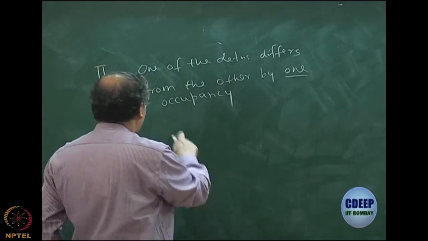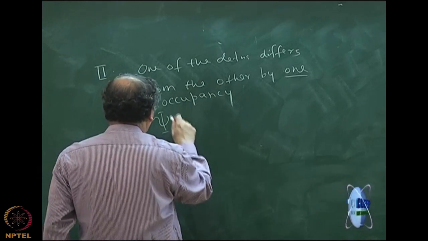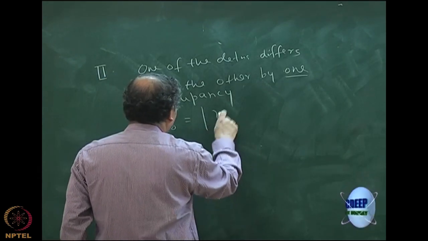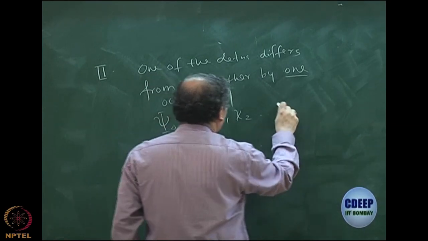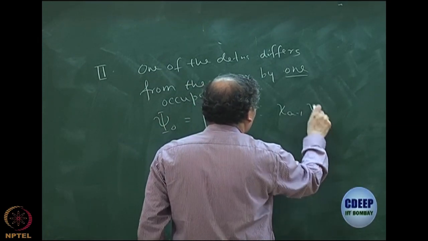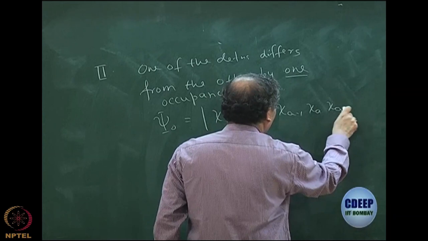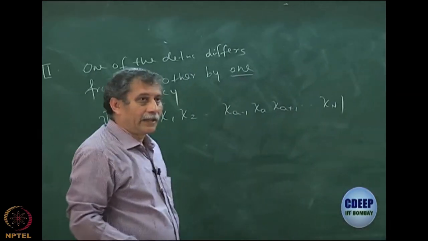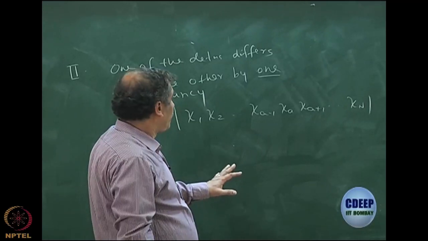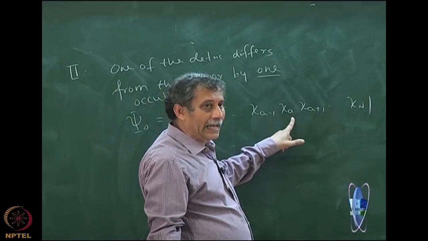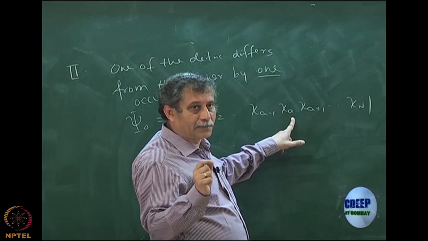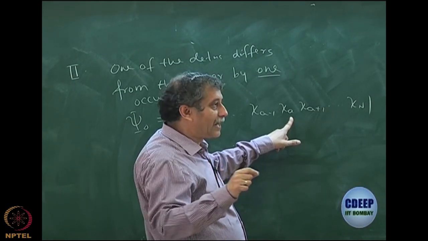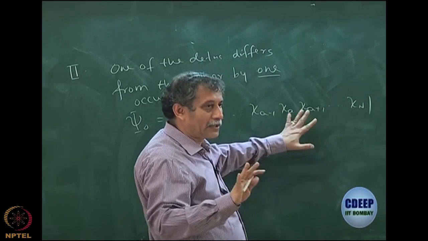So, if one of the determinants is psi 0, which has chi 1, chi 2, chi a minus 1, chi a plus 1, chi n. So, there are n spin orbitals. I have specifically marked a particular spin orbital which I am going to replace, and hence I have put a minus 1 and a plus 1. Otherwise, there is no meaning.